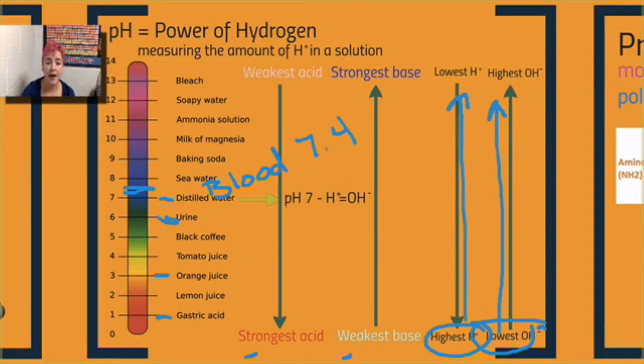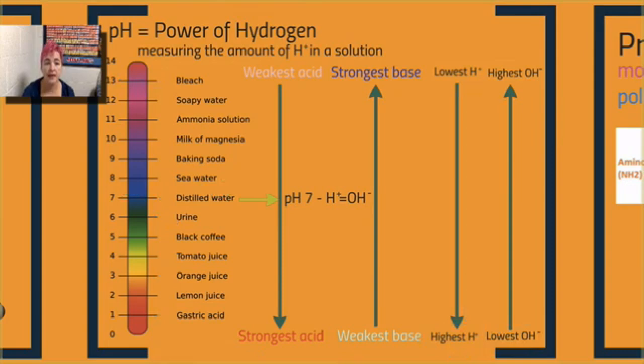Baking soda, milk of magnesia, ammonia, those are all bases. Bleach is a very strong base here at 13.